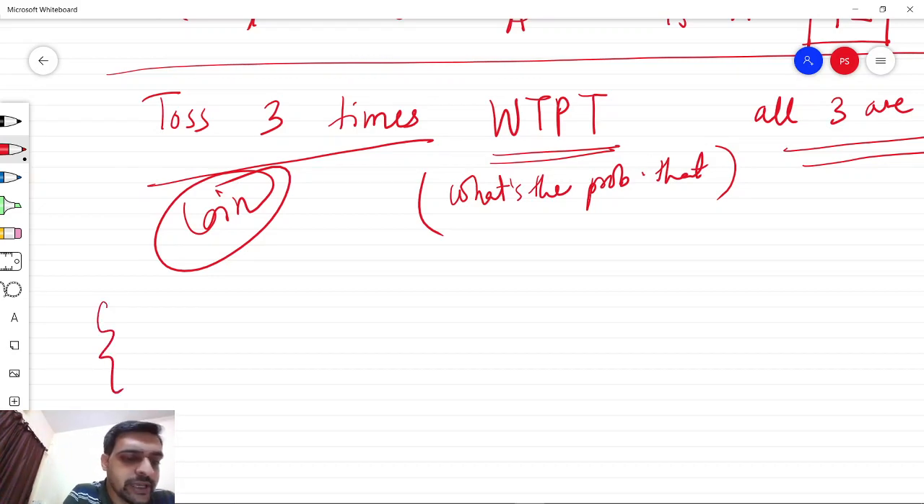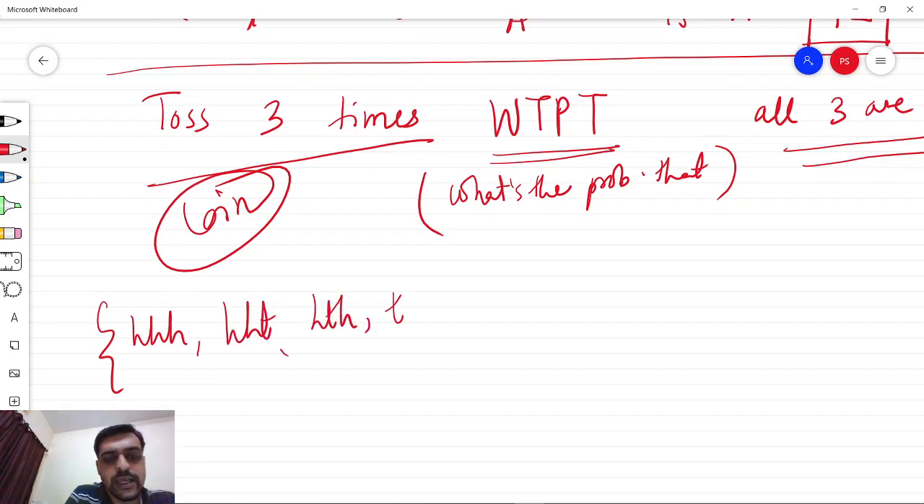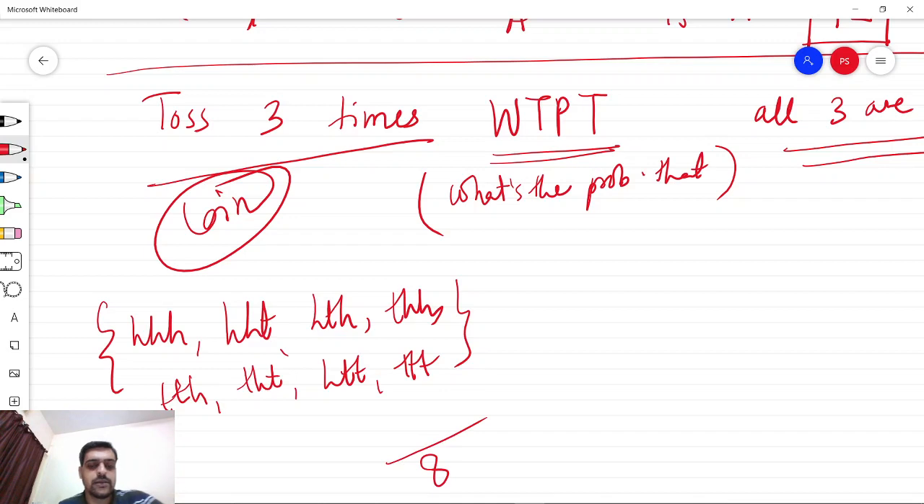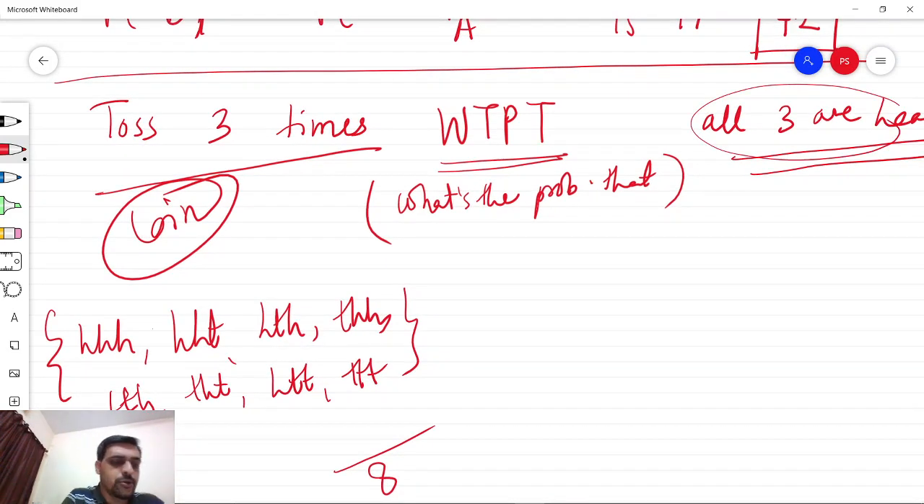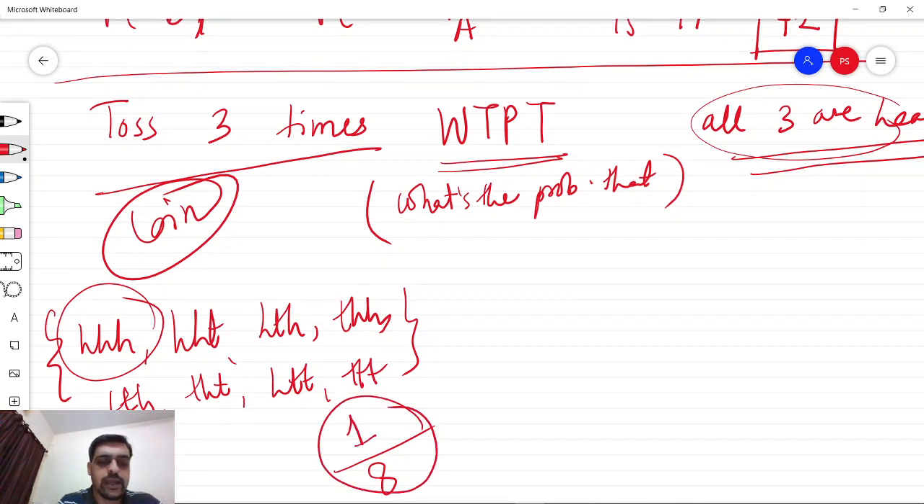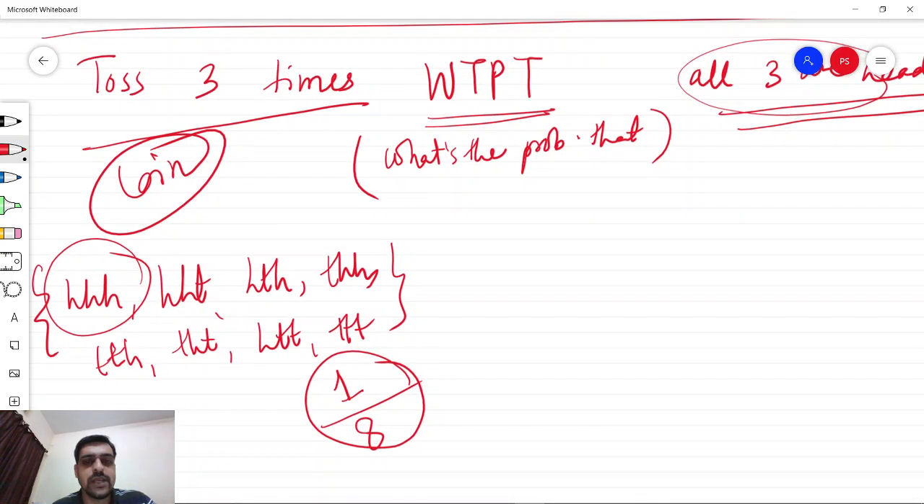We already know the answer to this question, because when a coin is tossed 3 times, the sample space is HHH, HHT, HTH, THH, TTH, THT, HTT and TTT. So there are total 8 available outcomes, and all 3 heads correspond to only one of the outcomes. So that is just the ratio 1 by 8, which is the answer.